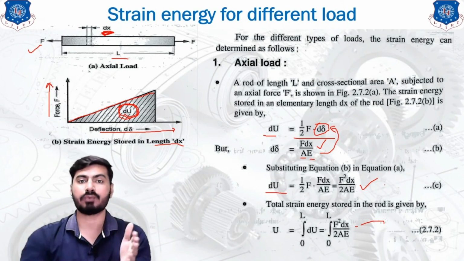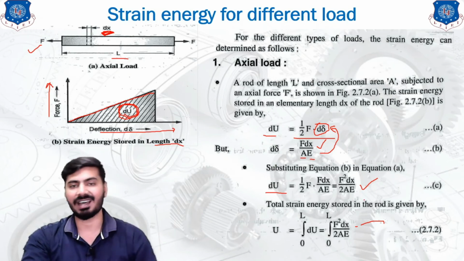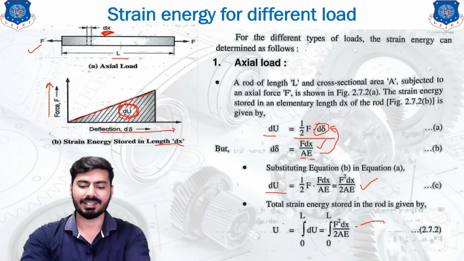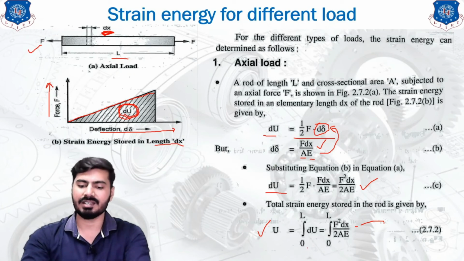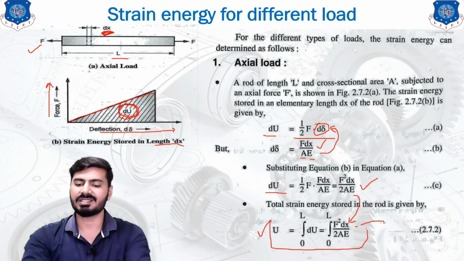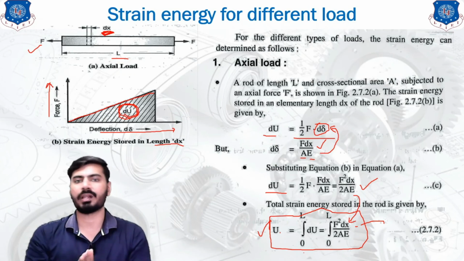Now we need the strain energy for the entire length L. In order to calculate it, we are going to integrate the above equation from 0 to L. As you can see, the integration from 0 to L of dU, and if you put the value of dU in this equation, then your total strain energy would look like this. We will leave this equation; we are not going to solve it further. The purpose of this type of derivation is just to let the examiner know that you know the concept of how to calculate the strain energy.